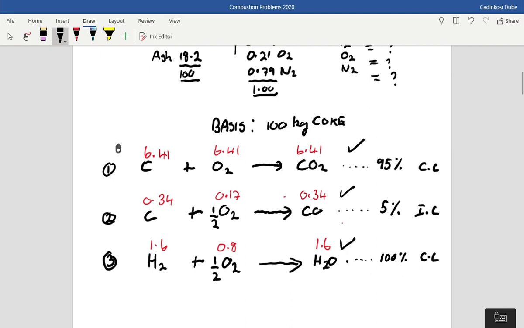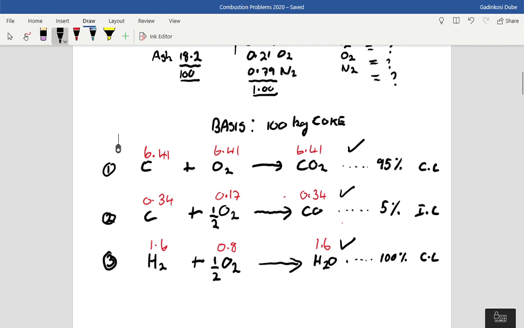Okay, this is the oxygen that reacts in all these equations. You've got this one reacting, that one reacting, and that one reacting. So it's 6.41 plus 0.17 plus 0.8. Okay, you sum up all the three. But now when you're calculating for oxygen required like we did before, you only focus on the complete combustion processes, which is equation 1 and equation 3. Okay, so I think that's straight to the point.